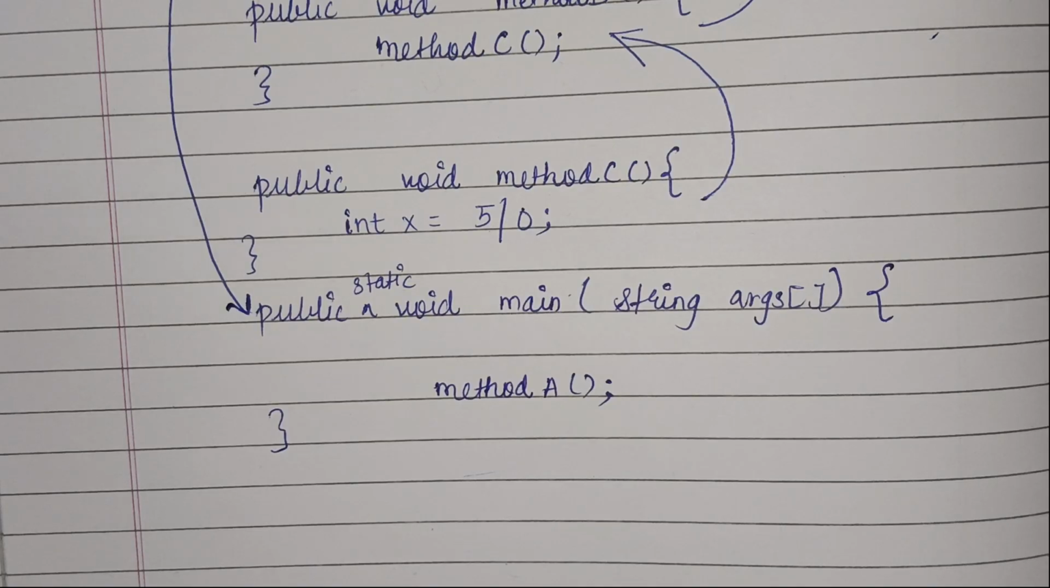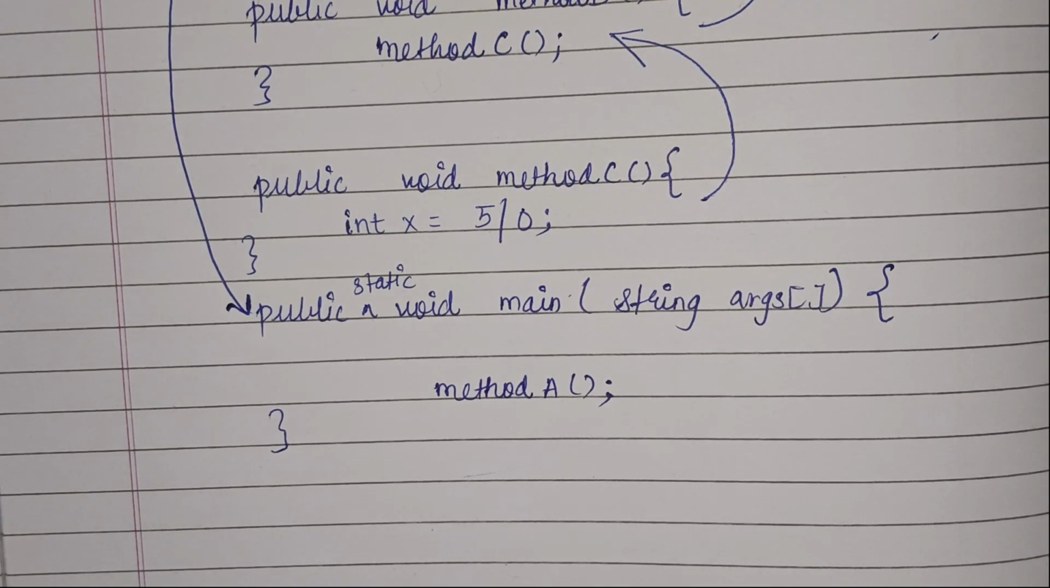Now the JVM will handle this exception. JVM is nothing but Java Virtual Machine. It will handle that exception and it will pass that exception to the main method. This is how the exception will propagate in our program.